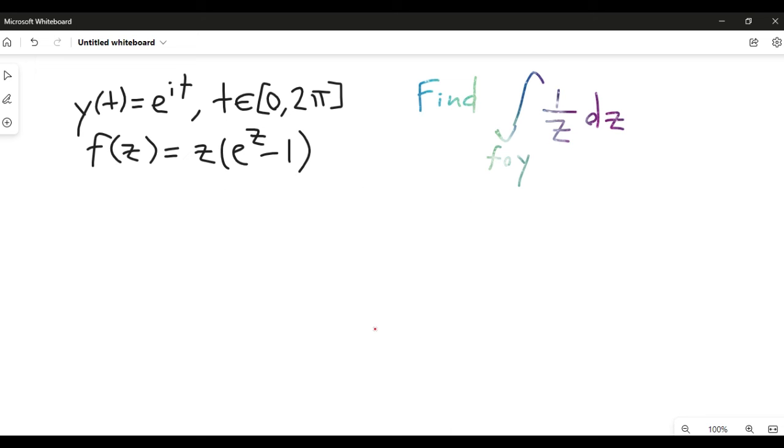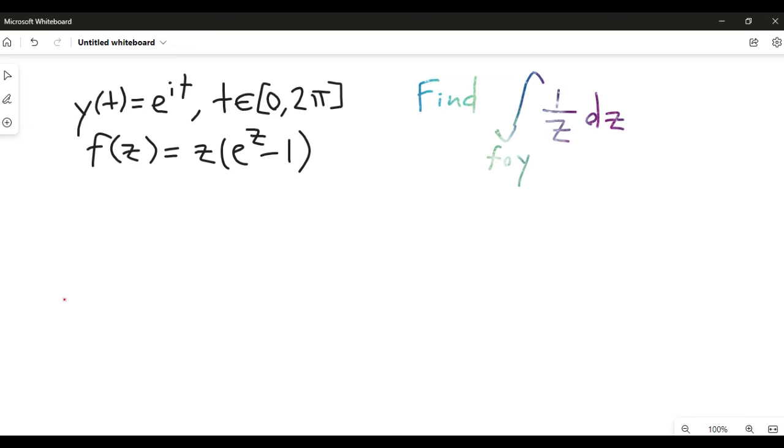Okay, so in this video, we are given a curve in the complex plane, which is gamma of t here, and we're given also this function f, and our goal is to find the integral of 1 over z dz over the composition of f and gamma.